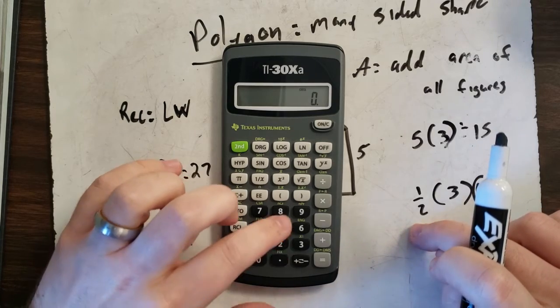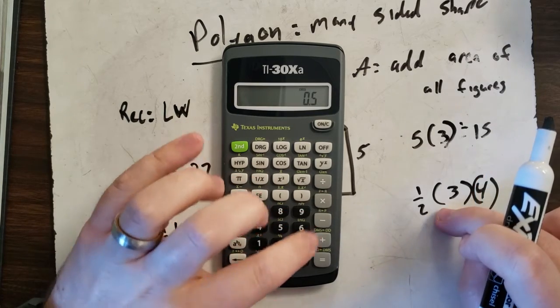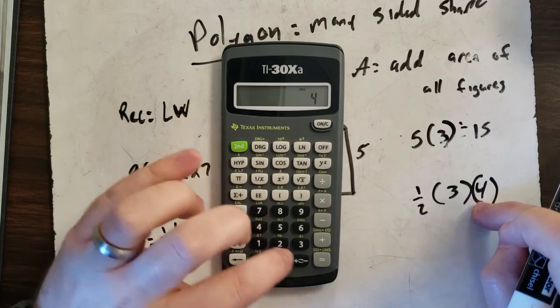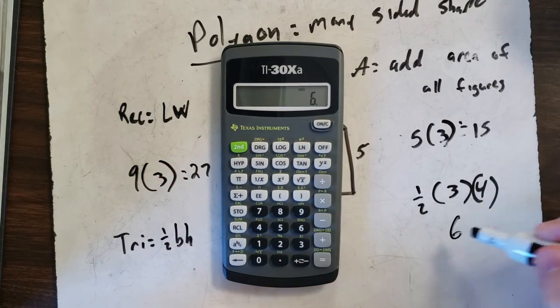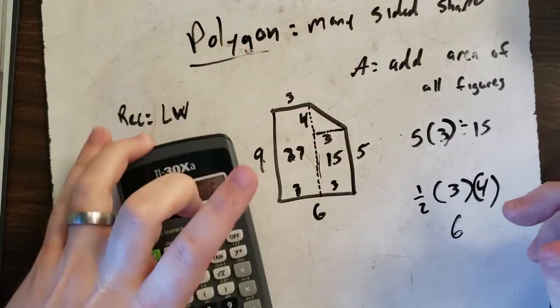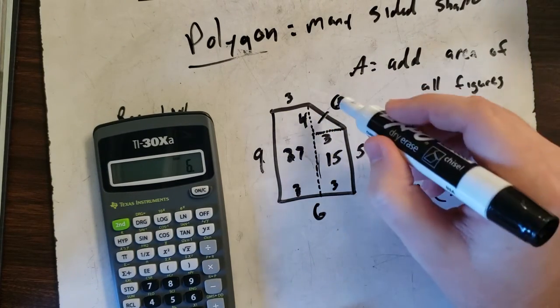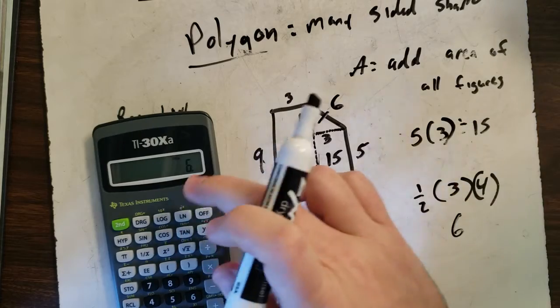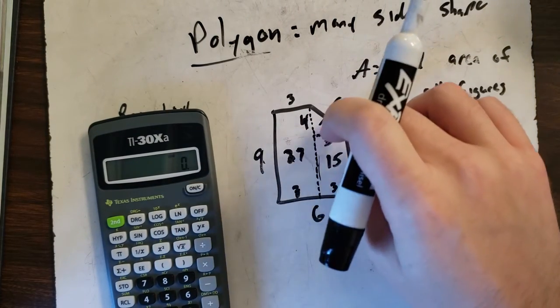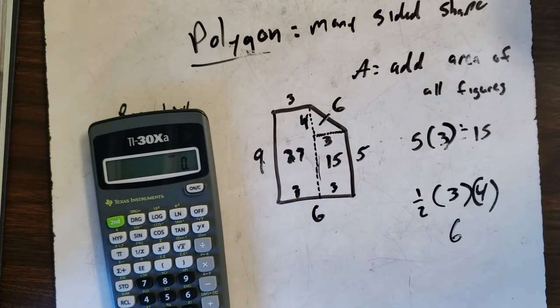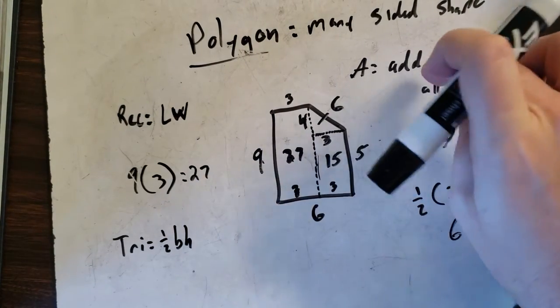1/2 times 3 times 4 equals 6. So our triangle here is 6. Now, we have our areas of our 3 shapes, 6, 27, and 15. Now to find the area of the whole thing, add up all these ones here.